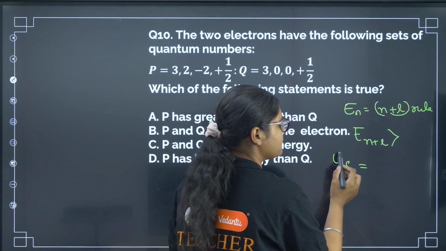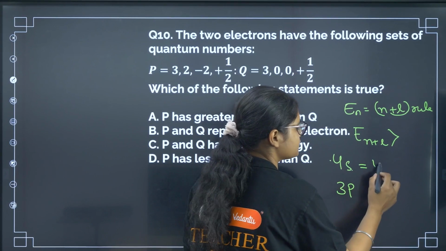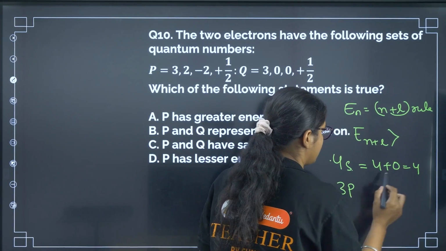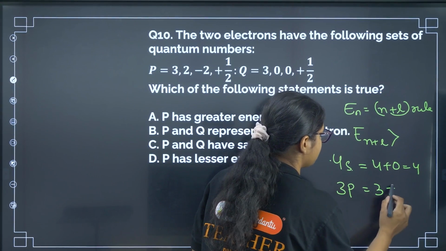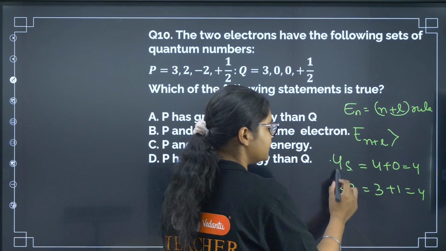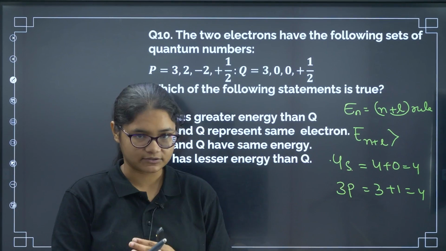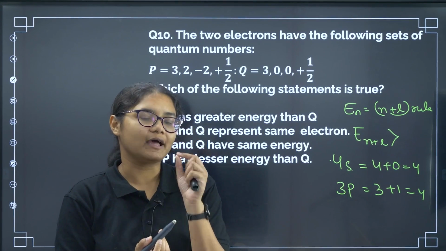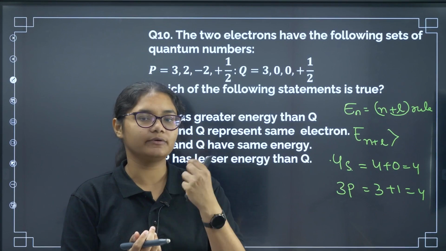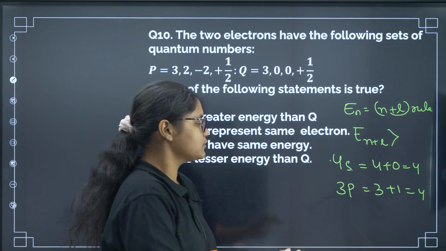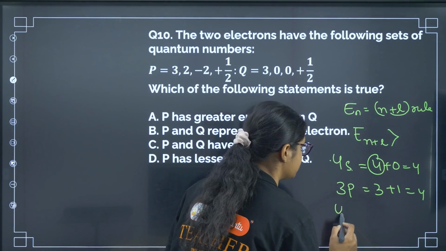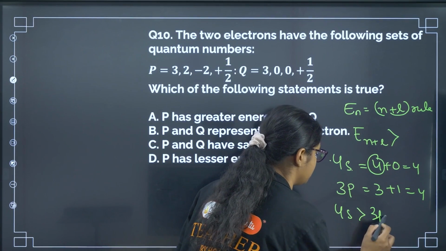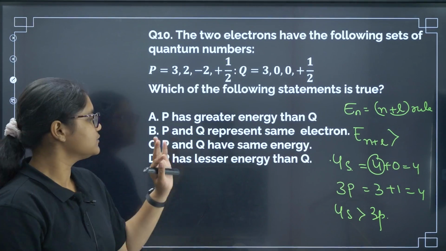So here what is the n value? 4 and the l value is 0. So 4 plus 0 is 4. And here the n value is 3 and the p l value is 1, so this is also 4. So in such a case, if the n plus l value comes equal, then the orbital whose n value is higher will have higher energy. So here the n value is higher, so this 4s will have higher energy than 3p, right? Like that we can calculate. So this was the theory part.